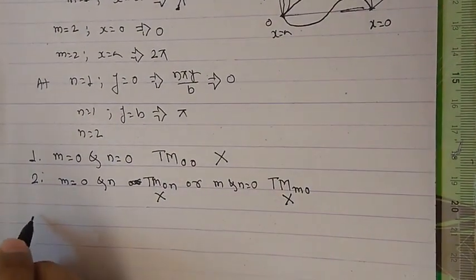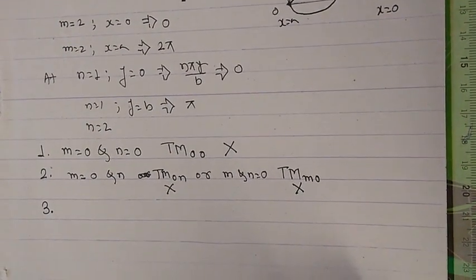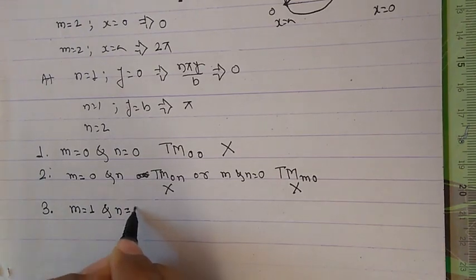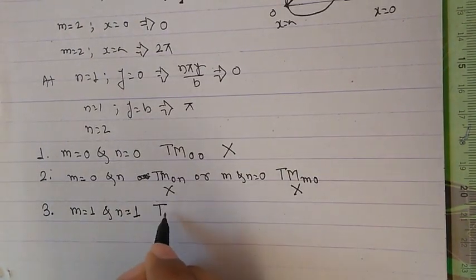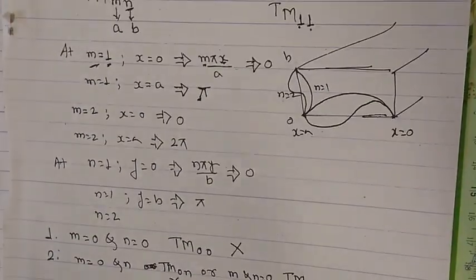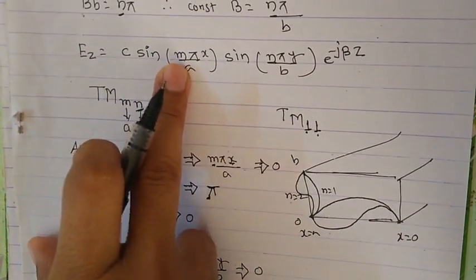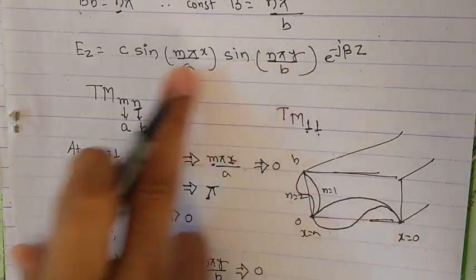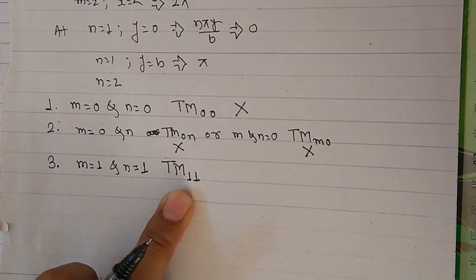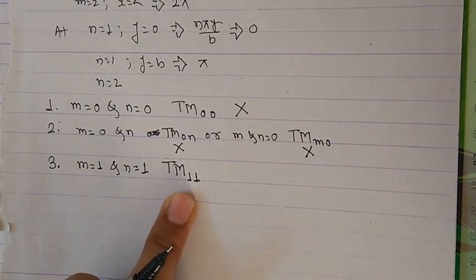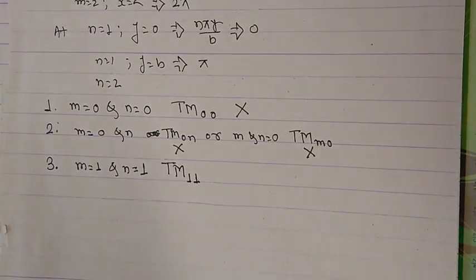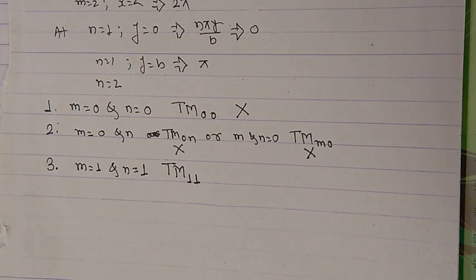So what is the lowest possible TM mode? You have m has to be 1 and n has to be 1. So the lowest possible TM mode in a rectangular waveguide is TM11. m can be 1 and n should be 1. So that is the lowest order possible TM mode which can exist on the waveguide, TM11.